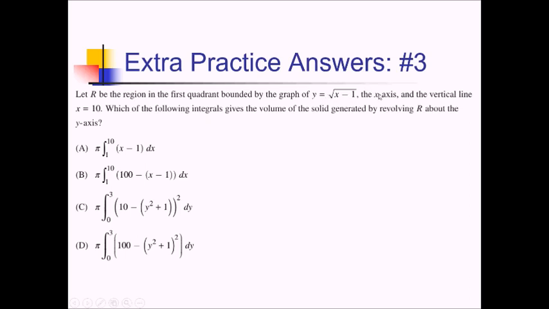For this one, we're told R is the region in the first quadrant bounded by y equals radical x minus 1, the x-axis, and vertical line x equals 10. Which integral gives the volume of the solid generated by revolving R around the y-axis? All right, so let me graph this out. Let's see here. Here's my x and y-axis.